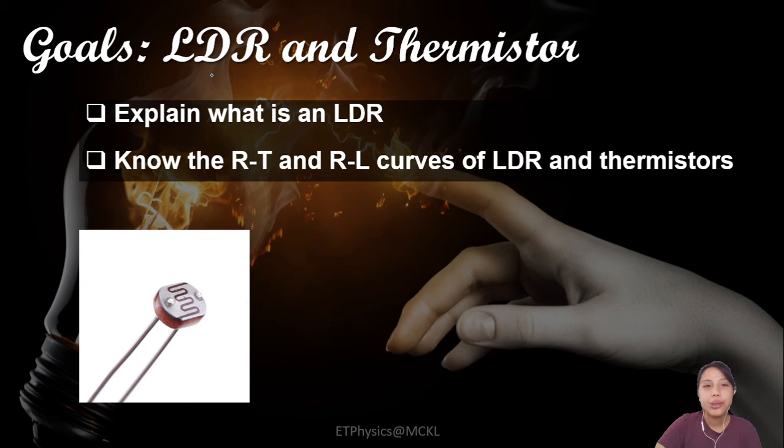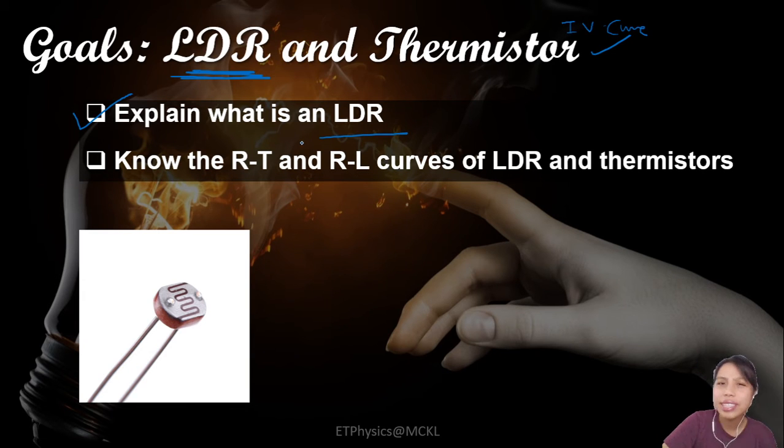We're going to focus more on the LDR, because the thermistor we already looked at before in the IV curve video. Remember we talked about thermistors: when it's hot, the resistance changes, and when it's cold, it's different. By the end of this video, hopefully you'll be able to explain what an LDR is, what it stands for, and you need to know especially the resistance against light intensity curves of the LDR and thermistor. Hopefully you've seen the thermistor before.